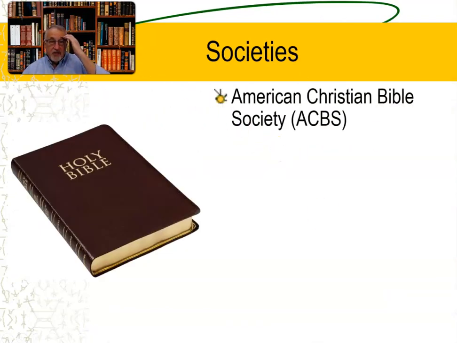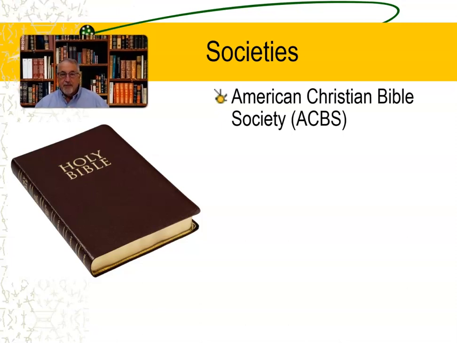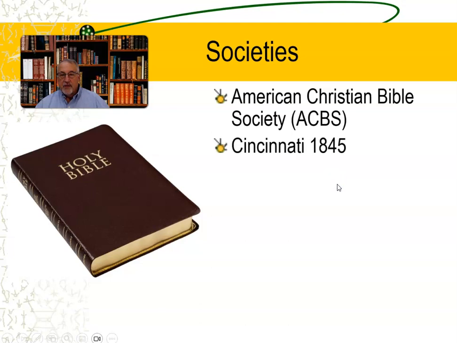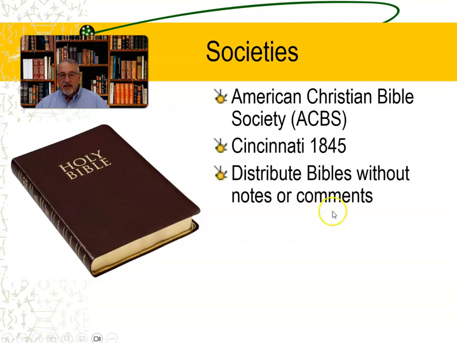After that, we're going to see, of course, that American Christian Bible Society, but others will come. That's in Cincinnati in 1845, distribute Bibles. And they weren't going to put any comments in the Bible. It was just going to be an English version, no doubt the King James. And it's not going to have any notes, any comments, anything in it other than this is just a Bible. We've printed it up, and we're going to hand them out to you.